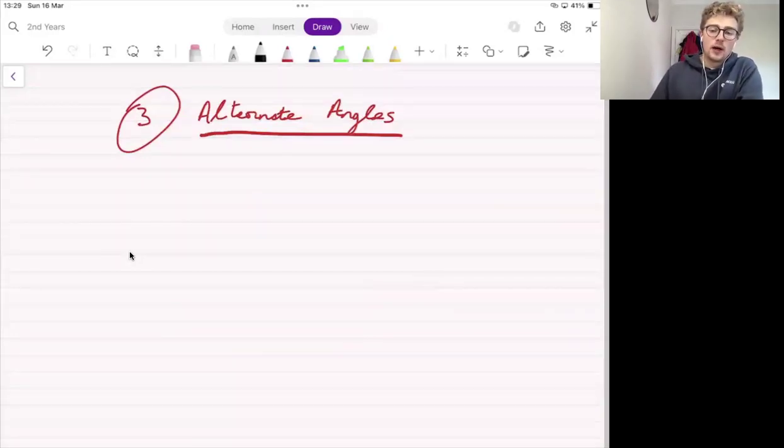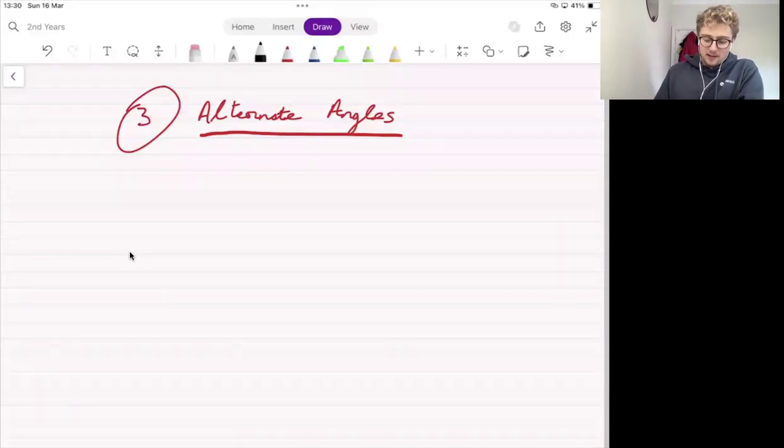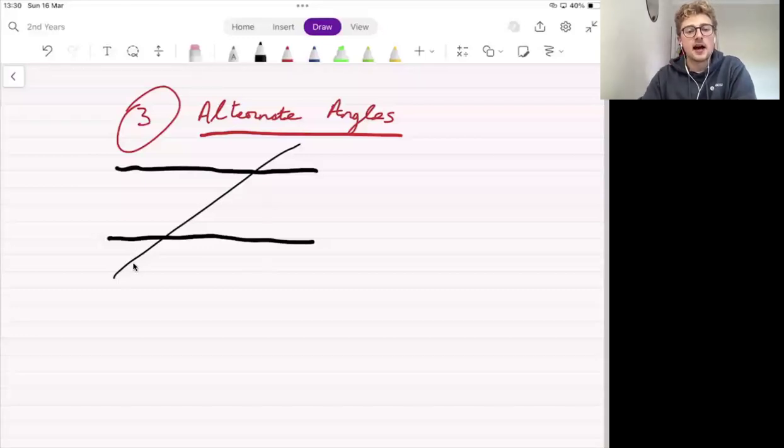Alternate angles are useful in quite a specific scenario. When we have two parallel lines, so parallel lines are lines that go on and on forever, but they'll never meet. So they're parallel. And then we have what's called a transverse. Now, a transverse is a fancy math word for a line that cuts across two parallel lines, like that. Right? So we have two parallel lines, those are the thick black lines, and then we have the thin black line, and that's a transverse.